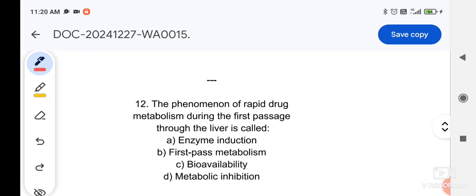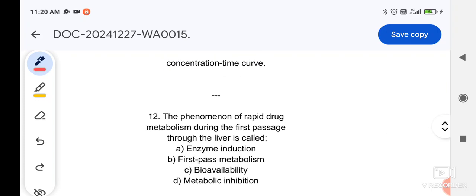Then 12th question: the phenomenon of rapid drug metabolism during first passage through the liver is called as. Option A is enzyme induction, option B is first pass metabolism, option C is bioavailability, option D is metabolic inhibition. So the correct answer is first pass metabolism. This is a basic question, so everyone knows it.